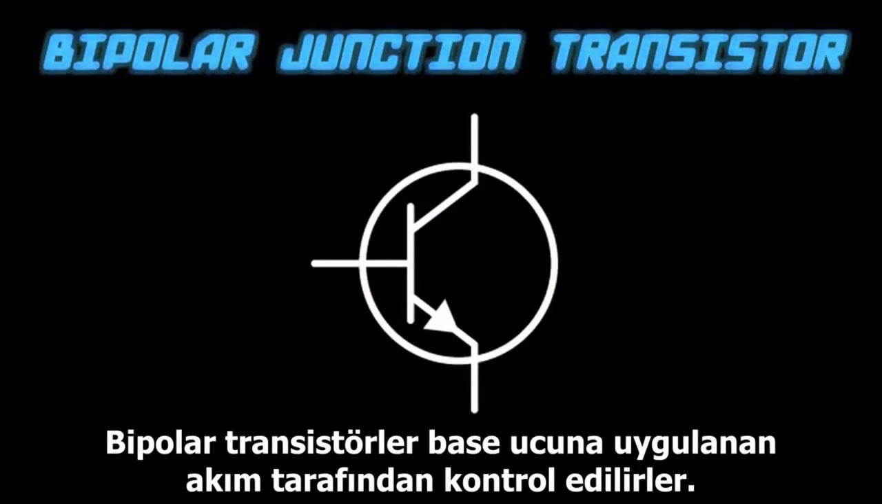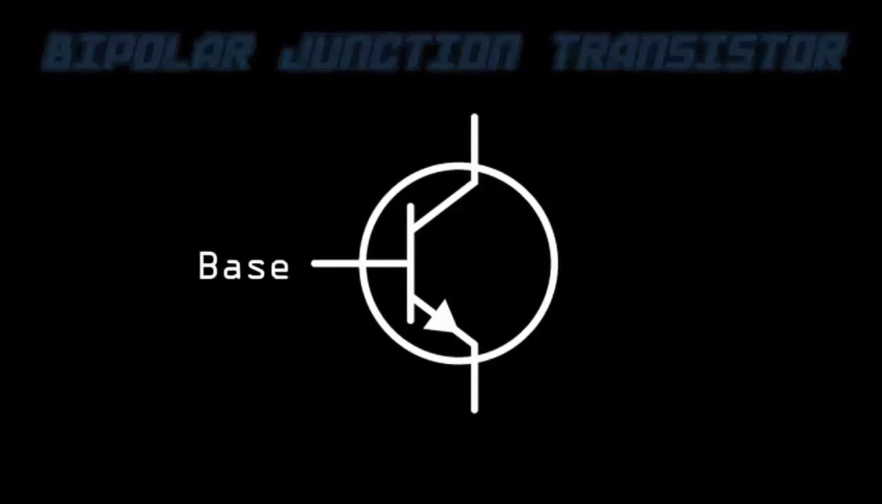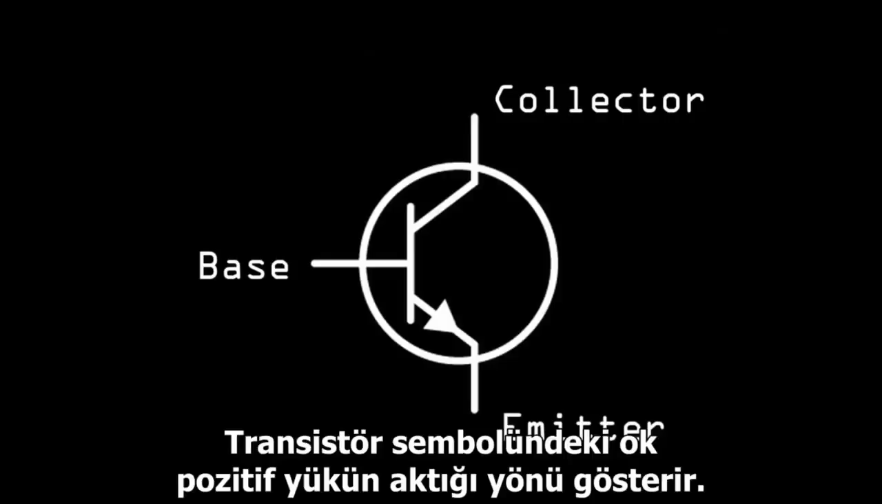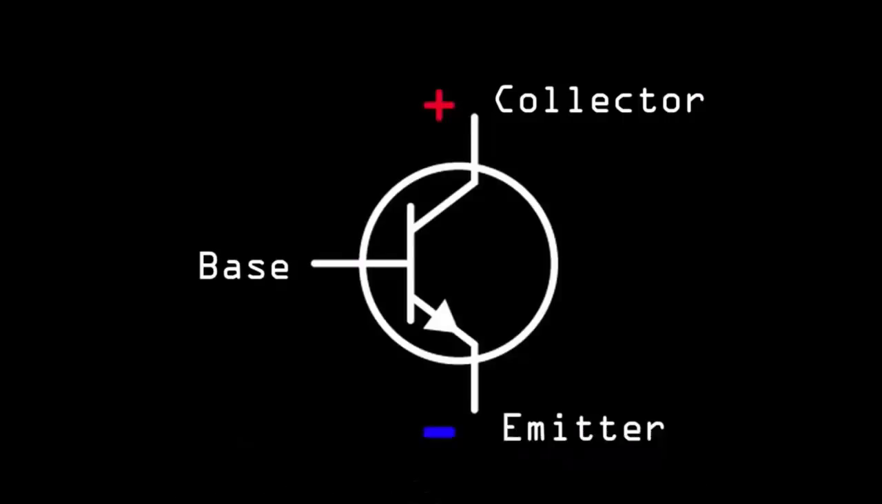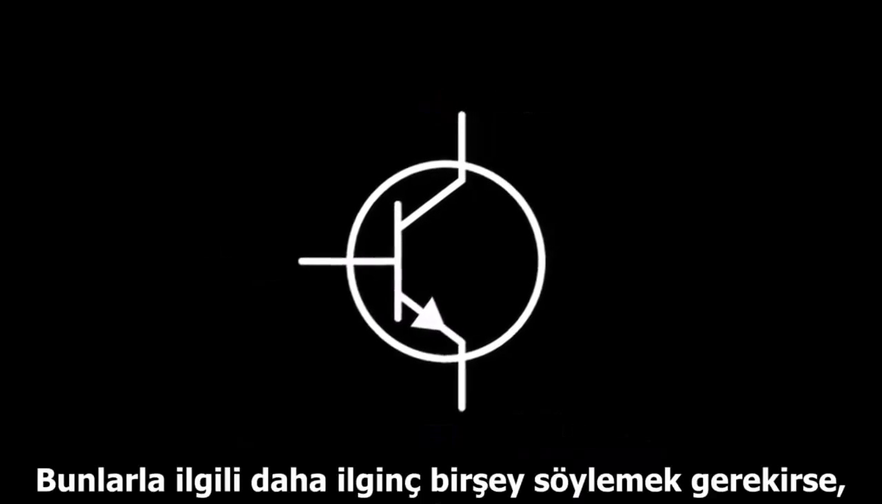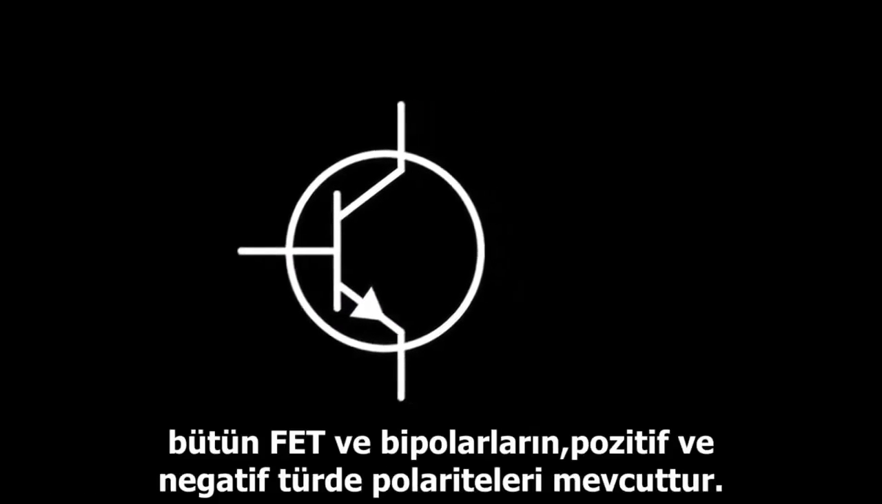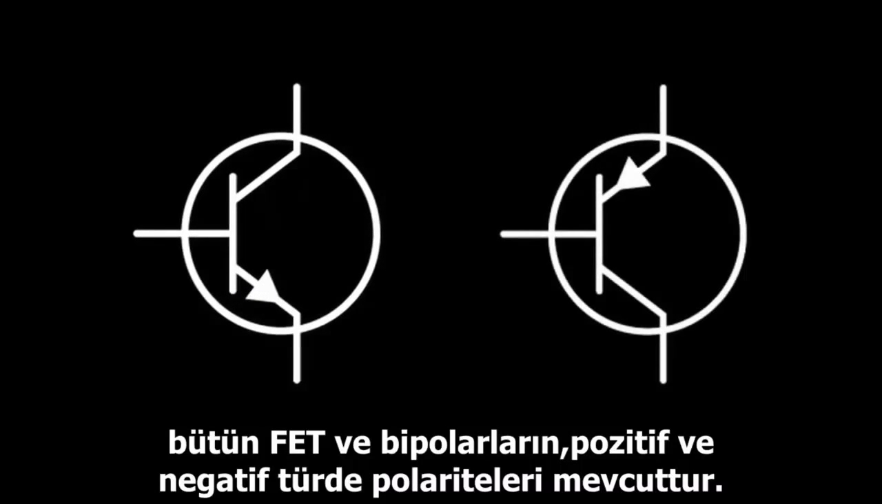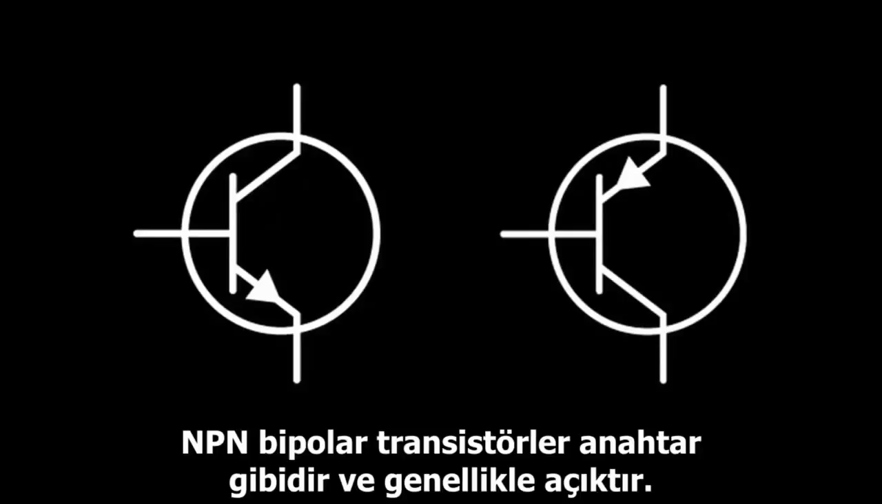Bipolars are controlled by applying a current to their base terminal, which in turn controls the flow of charge between the collector and emitter terminals. The arrow in the transistor symbol indicates the direction that positive charge can flow. Now, just to make things a little more interesting, both FETs and bipolars are available in positive and negative type polarities. An NPN bipolar is like a switch, which is normally open.